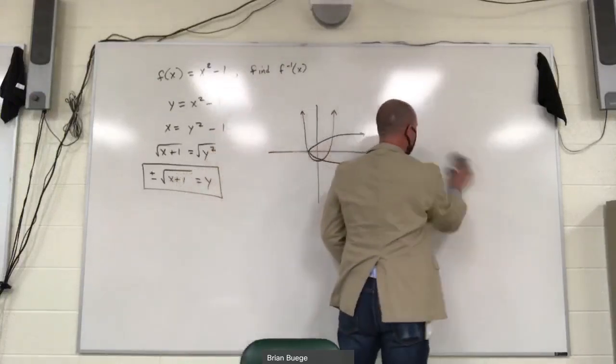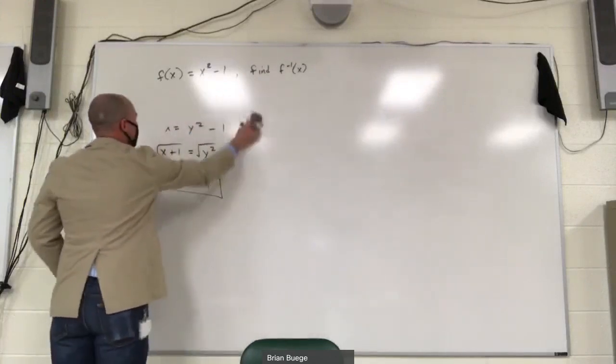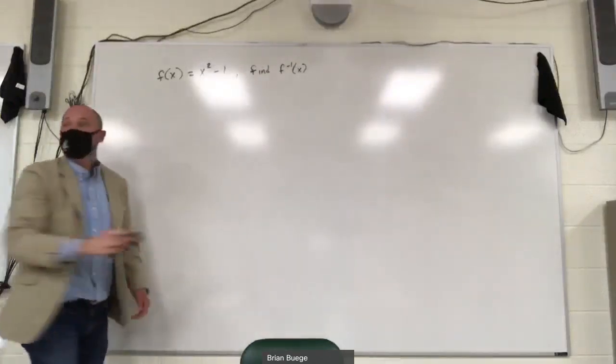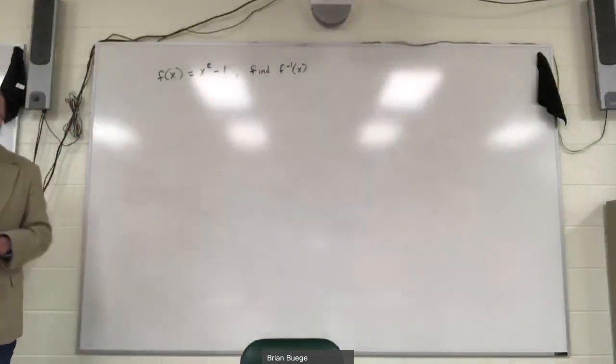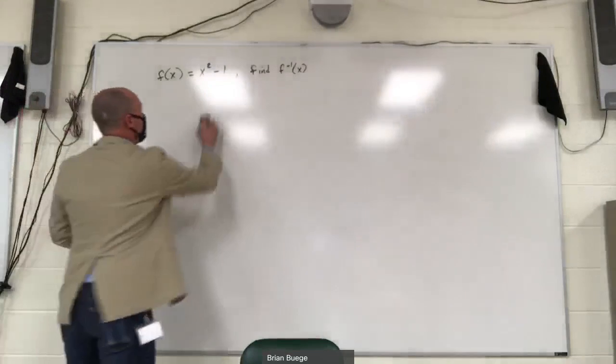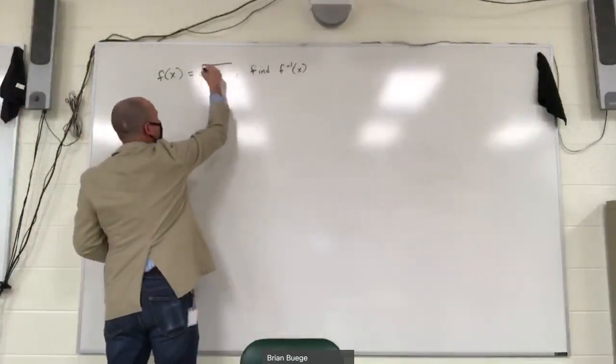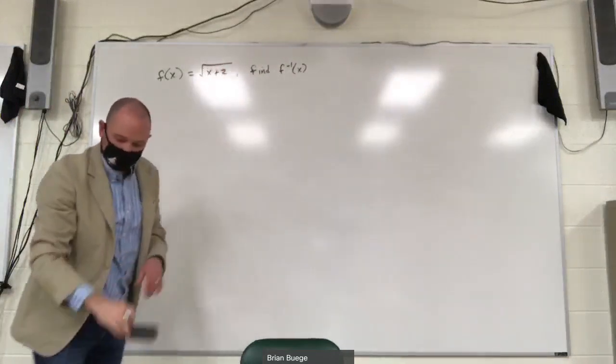All right, let's go to example number 2. So the answer is y equals plus or minus the square root. That was your inverse equation for that problem. Example number 2: we now have f of x is the square root of x plus 2, and I want to find the inverse function.